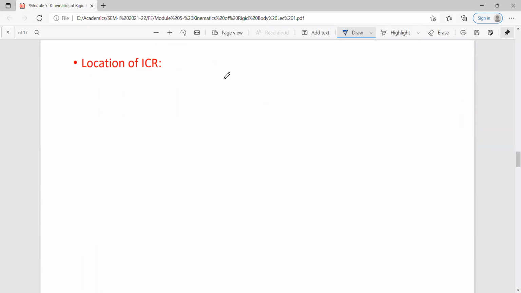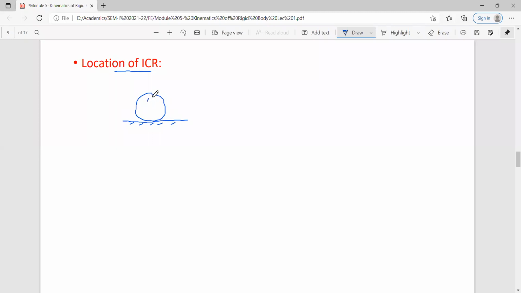Yes, it is very, very important: the location of ICR. Looking at the object, you should be able to say where the ICR is. For example, we have considered this cylinder. This is the ground.